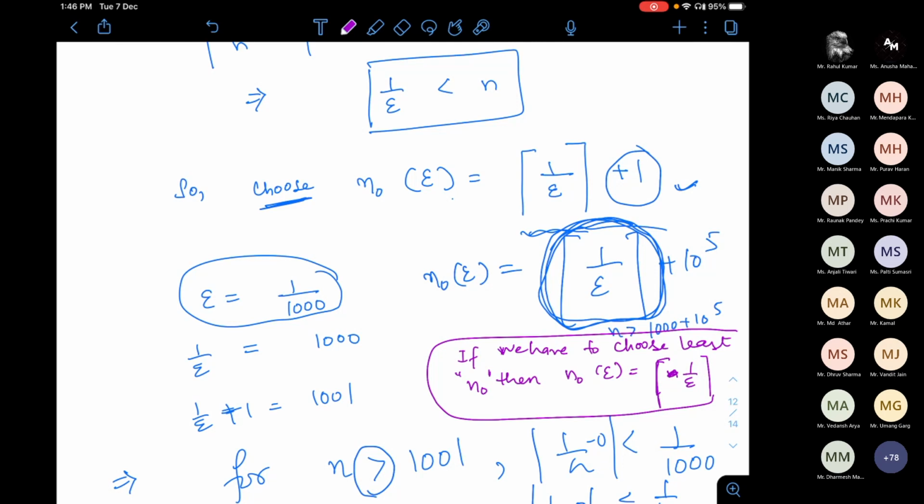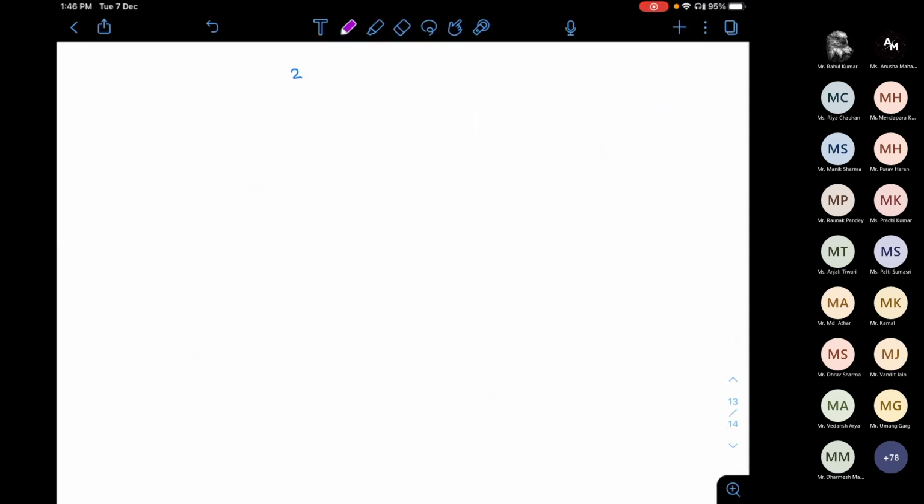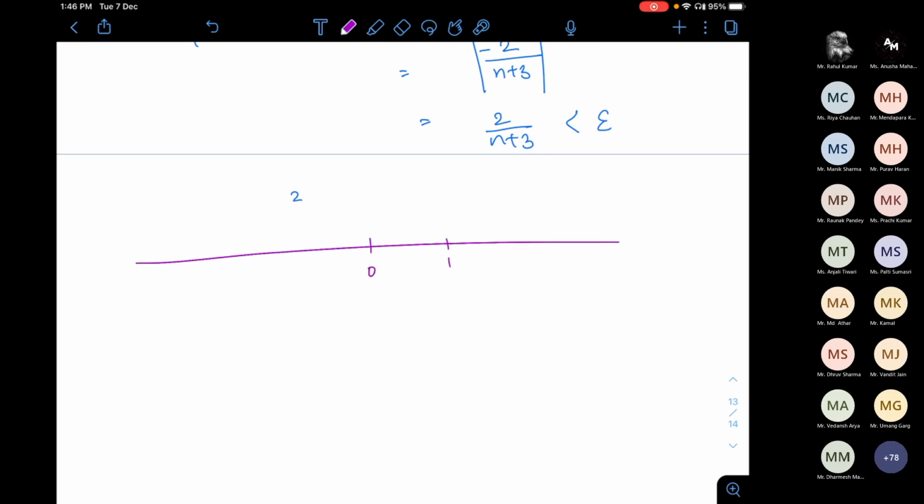Ma'am, I am asking about the ceiling function symbol which we have used just now. He is asking about that bracket around 1 by epsilon. I think he is asking for the ceiling function. Do you know the ceiling function or not? No, ma'am. Okay, sorry, my mistake. I assumed that you know the ceiling function. Okay, let's go.